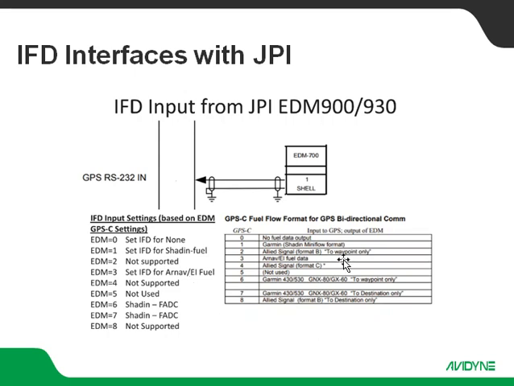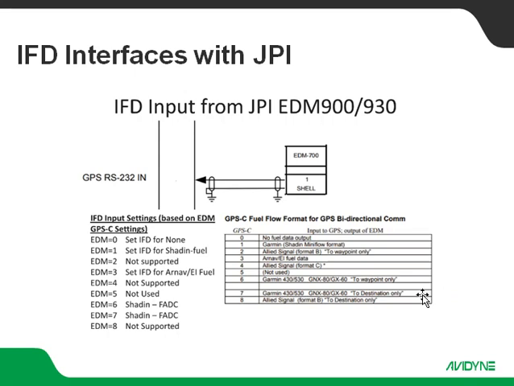Option 4 is another Allied Signal format, not used. 5 is not used either. 6 is for Garmin 430/530 2 waypoint only. We absolutely can accept that protocol. So if your GPS-C setting is 6, you'll want to set the IFD for Shadin FADC.